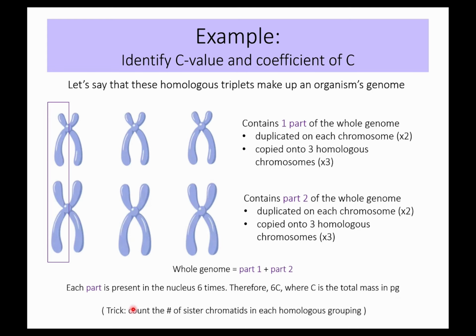A trick, you guys, is to count the number of sister chromatids in each homologous grouping, and that's your coefficient of C. So just take one homologous grouping in the entire karyotype and count all the sister chromatids. 1, 2, 3, 4, 5, 6, done. That's a trick. But if I teach it to you like this, you won't even understand what a genome is, or what a copy number of a genome is. But that's a trick. Once you understand the basis, then you can use little tricks to come up with the answer.